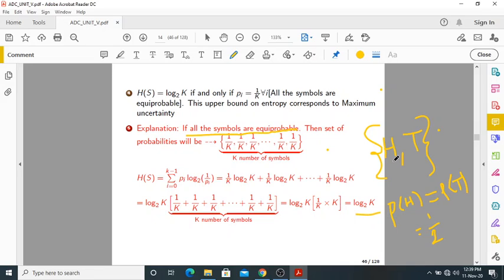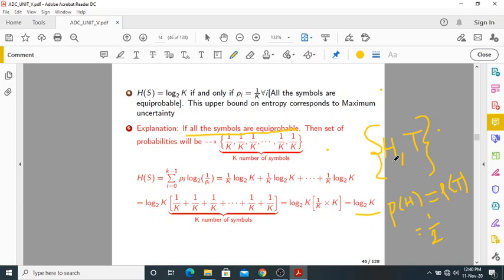In that scenario, there will be a maximum amount of uncertainty, because we don't know what the outcome of the experiment might be. You're tossing a coin. We are not sure whether you get a tail or head because both are equiprobable. If it is a fair coin, the probability of getting head is the same as tail. Nobody can guess the output, so there is more uncertainty, which means there is more entropy. Entropy is nothing but uncertainty.